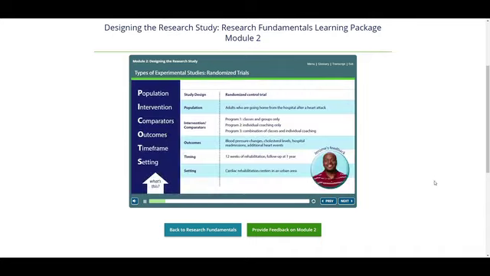Here is an example of a randomized trial design. Take a look at the study design and then click on Jerome's feedback to read his thoughts on the study.